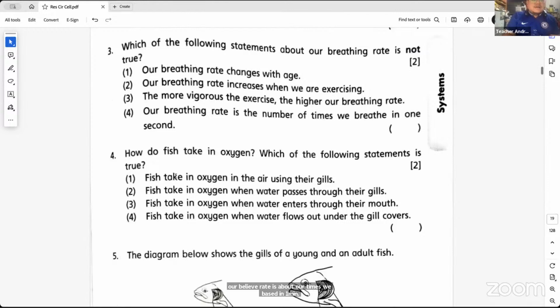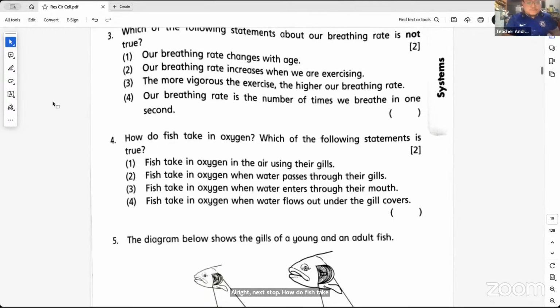All right. Next up, how do fish take in water? Which one is true? Yes, good morning. I think it is 3. Fish take in water when water enters through their mouth. Well, okay, thanks for your input, but number 3 is the wrong answer. Yes, Stella, which is the right answer?